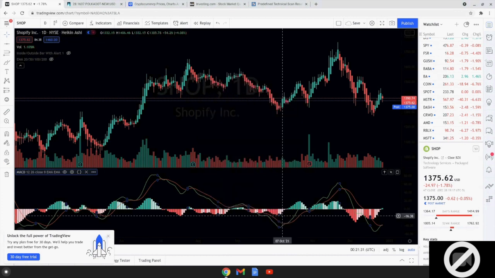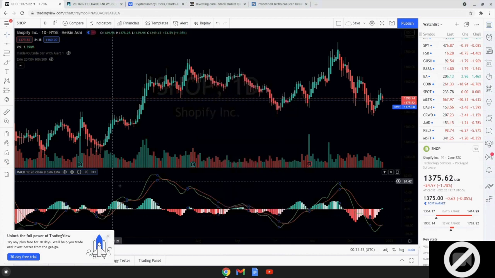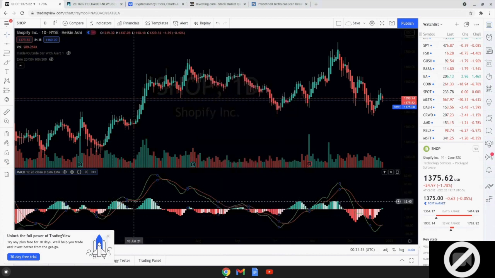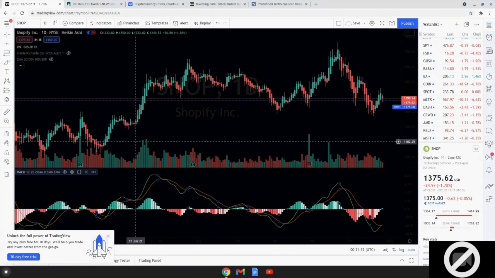So I will switch to blue and orange to red and green, okay? Now you see here, once it crossed over here, you look up on your chart directly, you see the bullish movement up here, okay? So that is a MACD crossover for bullish movement, okay? So there's a way to look at different stocks and see this.